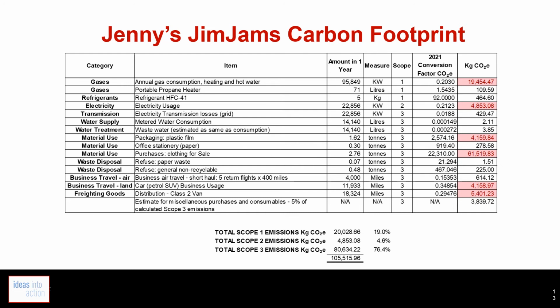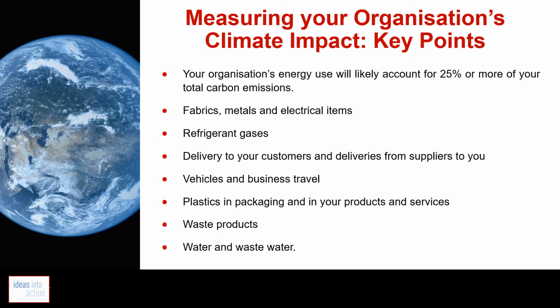Clothing is number 1, with gas consumption in the heating system second. Distribution using the diesel van is the third highest source of carbon, and electricity consumption is the fourth. The plastic film used in packaging and business use of the car tie for the last 2 places. What does this calculation tell us? Here are my key points to help you get to grips with measuring your organization's climate impact.